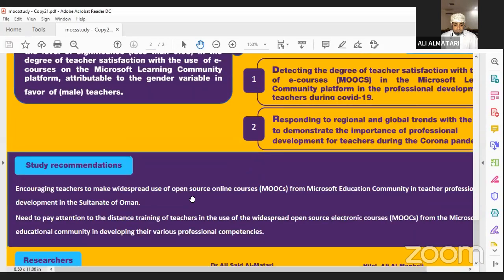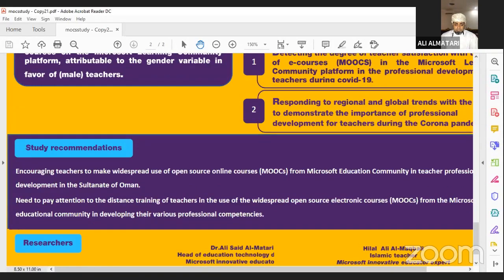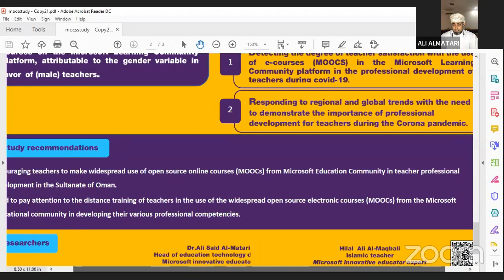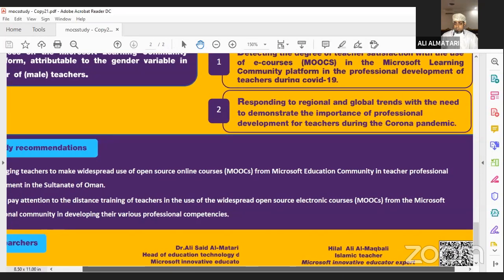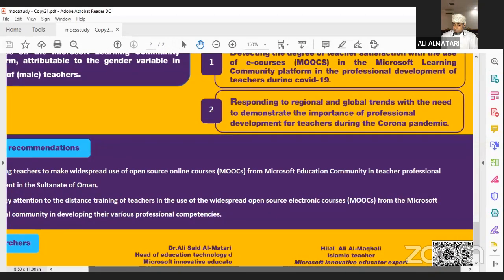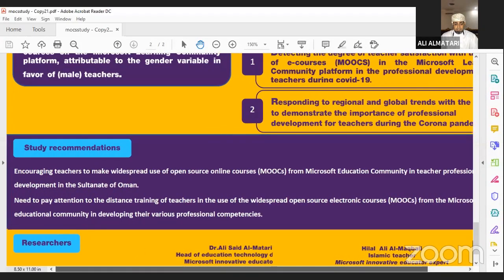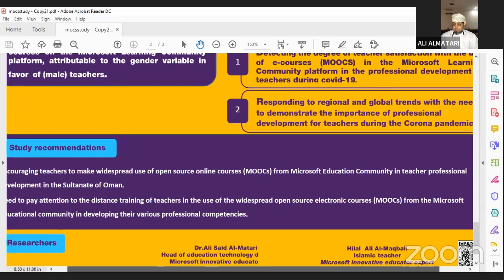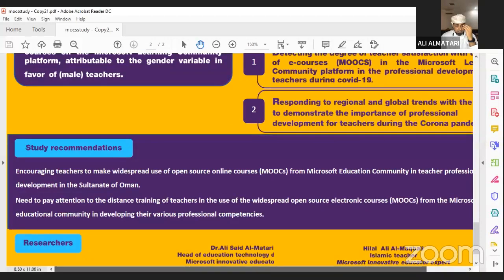Study recommendations: encourage teachers to make widespread use of open source online courses, MOOCs, for Microsoft Education Community teacher professional development in the Sultanate of Oman. Need to pay attention to the distance training of teachers in the widespread use of open source e-course MOOCs for the Microsoft Education Community in developing their various professional competences. This is all, and thank you so much.